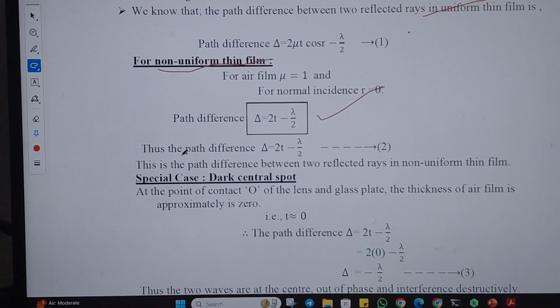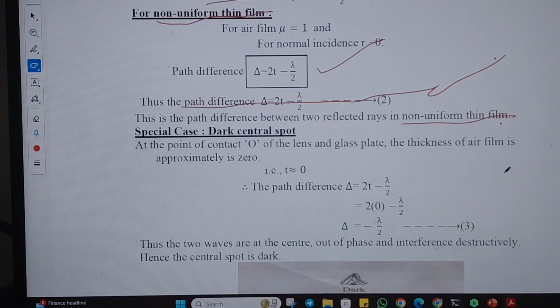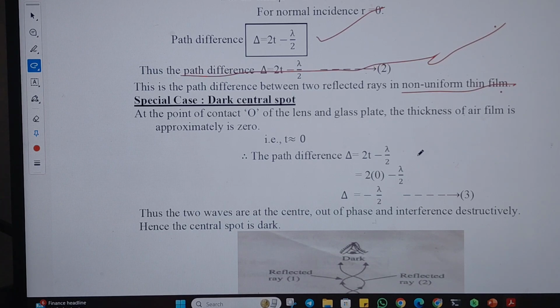So the path difference is 2t minus lambda by 2, that is equation number 1, and here is equation number 2. This is the path difference between two reflected rays in non-uniform thin films. So what is the special case? Why is it called a special case? That is the center dark spot. We have a center dark spot in Newton's rings.